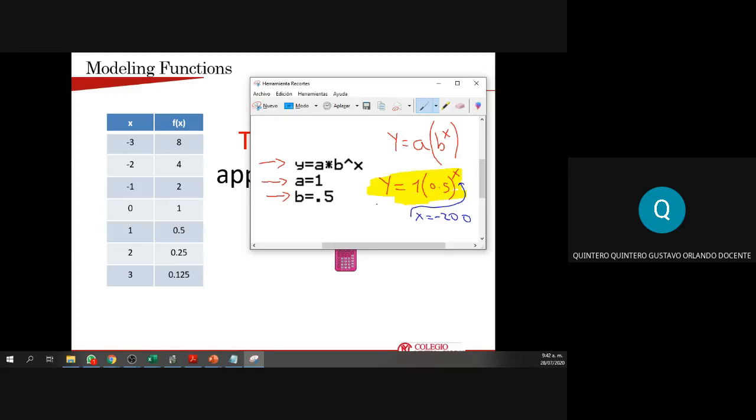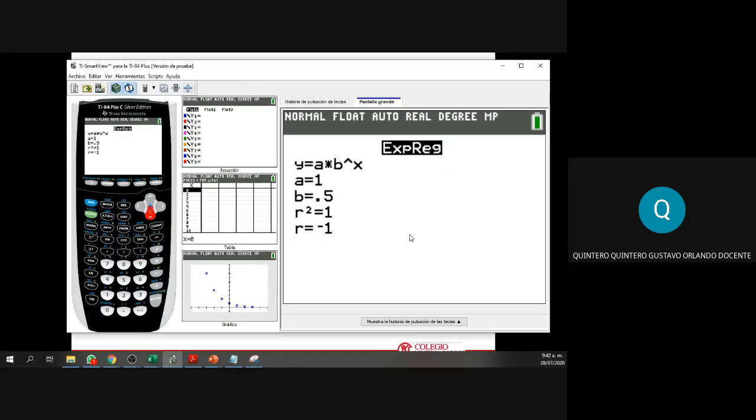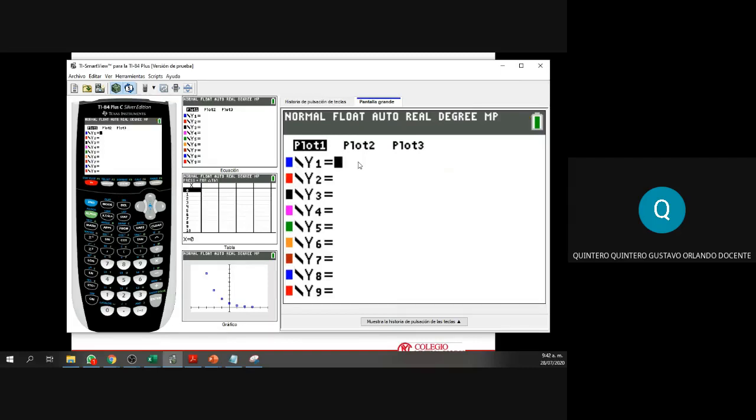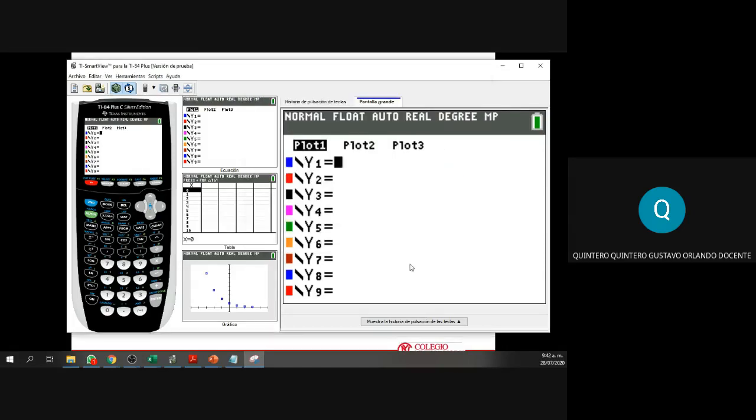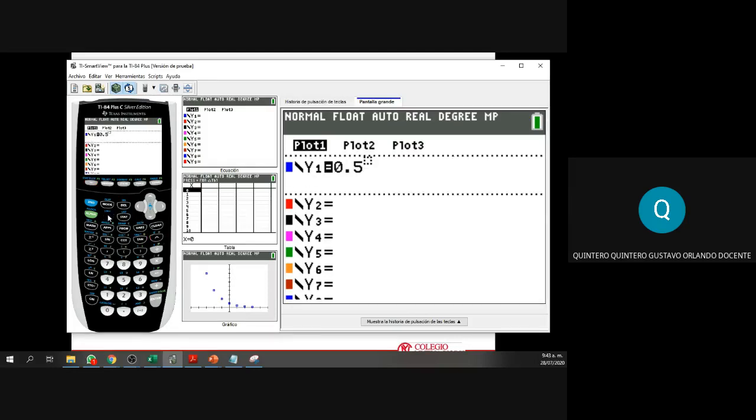How do we write this in the calculator? Let's say we want to see this in the calculator, guys. Let's say we want to see that function in the calculator. So all we need to do is go to y equal, not stat plot, no, y equal, here. You should have it clear, right? So what we can do is write down the function that we have. This is 1 times 0.5 to the x. So let's write it here. 0.5 elevated to the x.